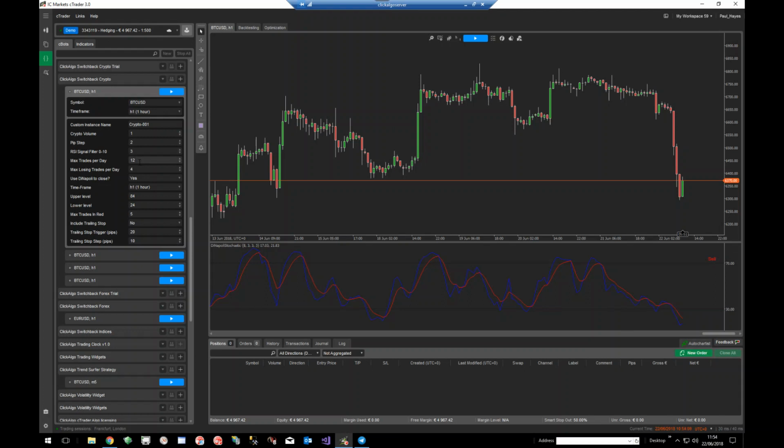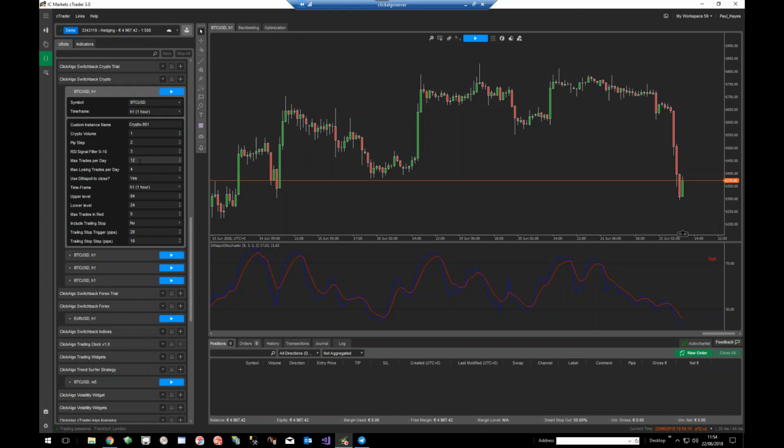Max trades per day. That's pretty straightforward. It means how many trades you're allowed to have open and close in one day. So it's actually how many trades close in one day. Sorry, I'll take that back. It's how many trades open in one day. How many trades actually opened in that particular day, okay?